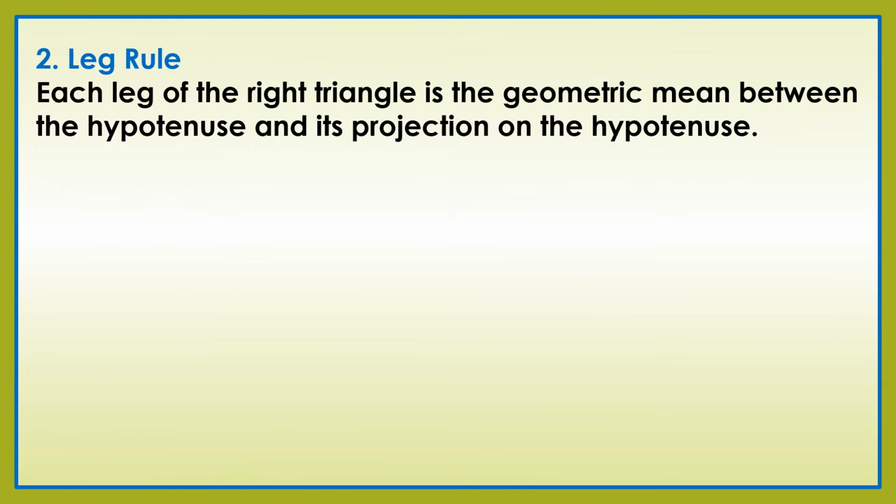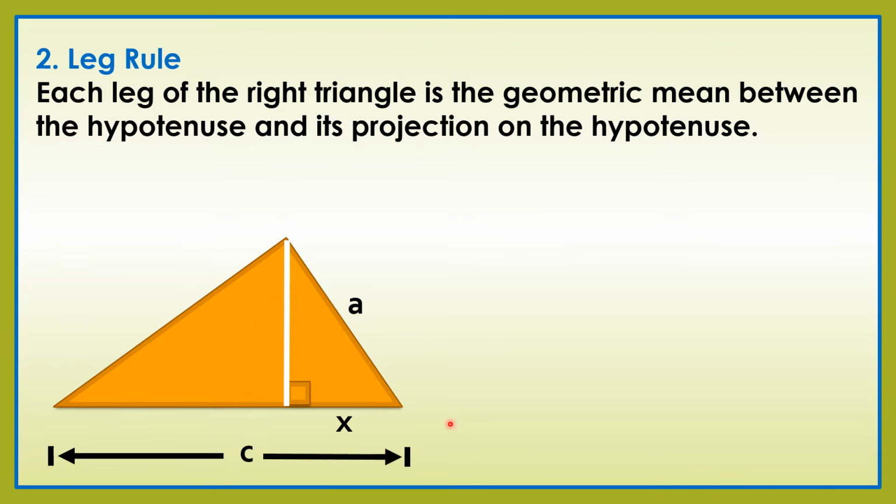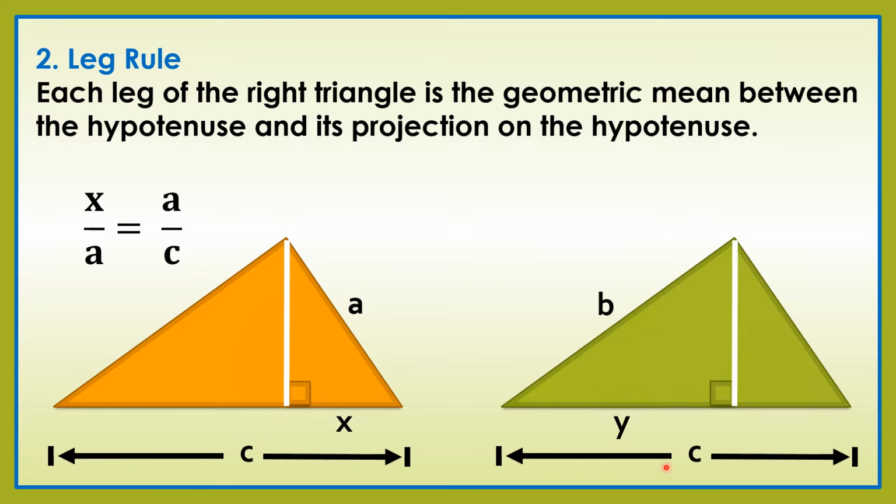Let's have here the second rule, and this is the leg rule. Each leg of the right triangle is the geometric mean between the hypotenuse and its projection on the hypotenuse. So let's have here the figure. So kapag ganito ang given na figure natin, ang ating ratios are x over a is equal to a over c. Then kapag ganito naman ang given na figure, ang ating ratios, y over b is equal to b over c.